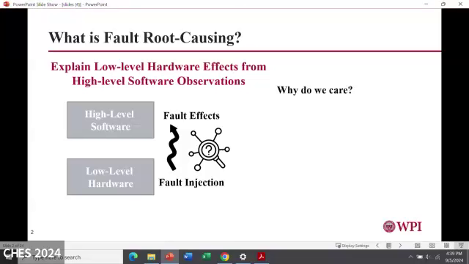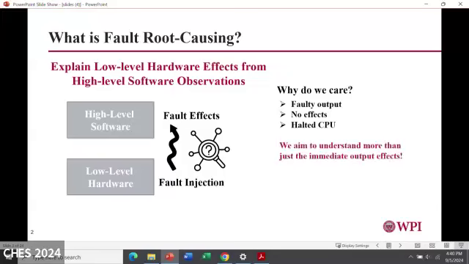And why do we care about it? Current software observations are either we see a faulty output, or there are no effects, or your CPU is stopped. But we wanted to know more than that for root cause analysis, more than the intermediate output effects. We wanted to know when and where the initial fault happened, and how the fault propagates from hardware to software. What's the impact on hardware and software? And then we will have improved designs and achieve cost saving.